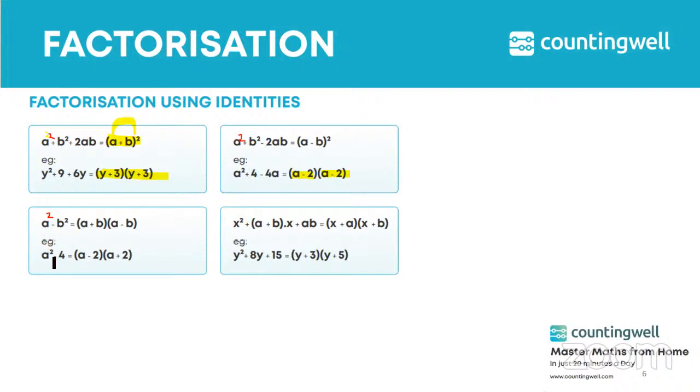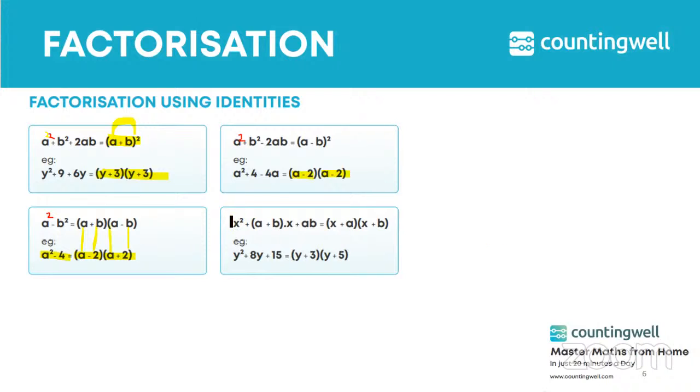Now let us see for a square minus 4, it is nothing but a square minus 2 square. So it is of the form a square minus b square. That's why it can be written as (a minus 2)(a plus 2). Here the value of b is 2 and a is as it is.